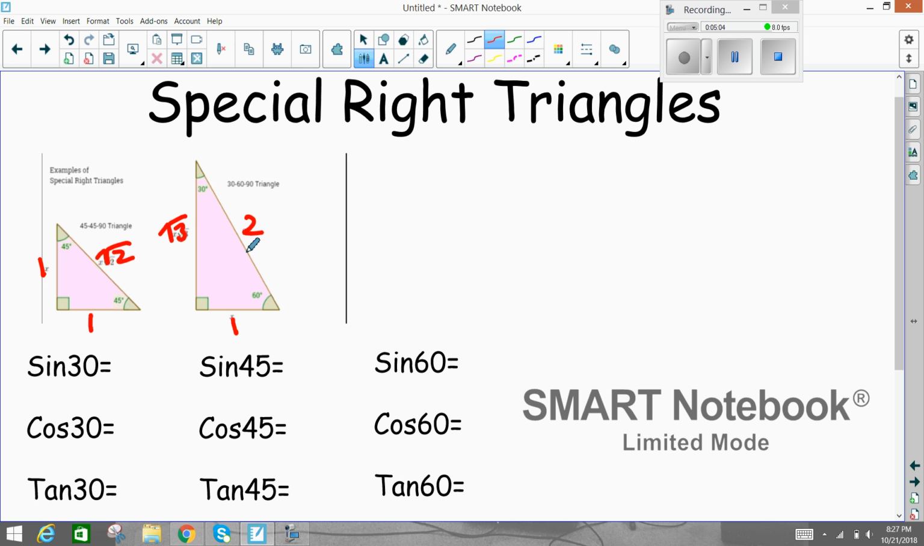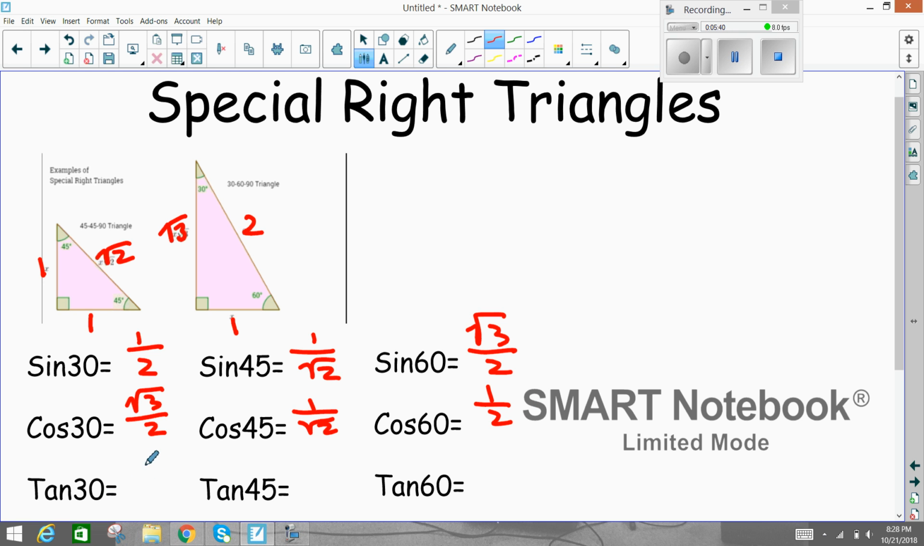Okay. So the sine of 30, therefore, would be 1 over 2. The sine of 45 would be 1 over root 2. And the sine of 60 would be root 3 over 2. Okay? You could probably fill these in by yourself here. Cosine of 30 is root 3 over 2. Cosine of 45 is 1 over root 2. And cosine of 60 is 1 over 2. That's kind of neat.